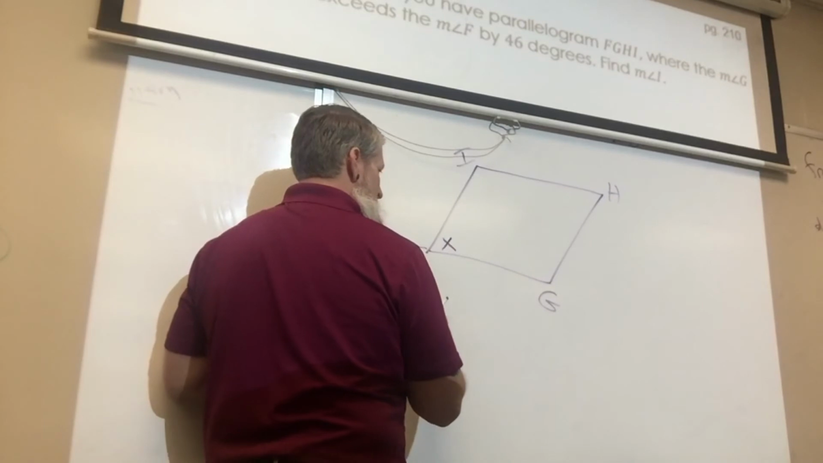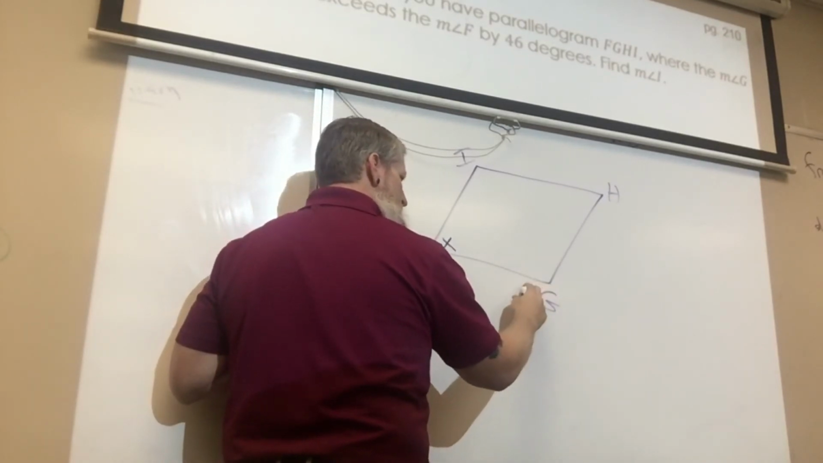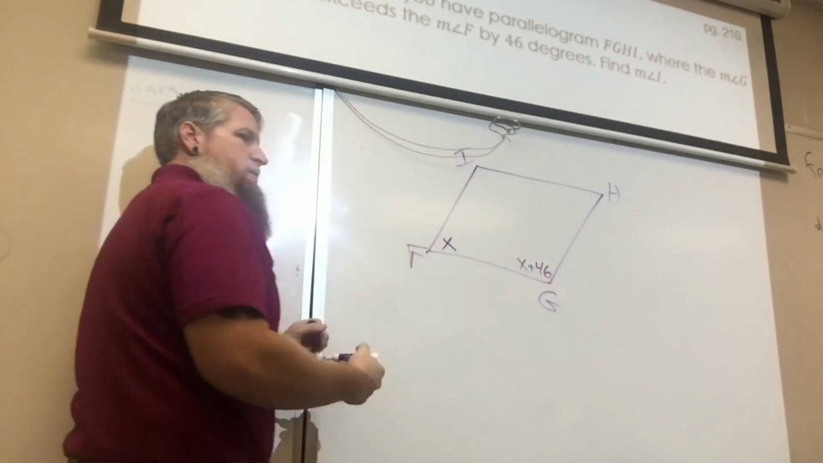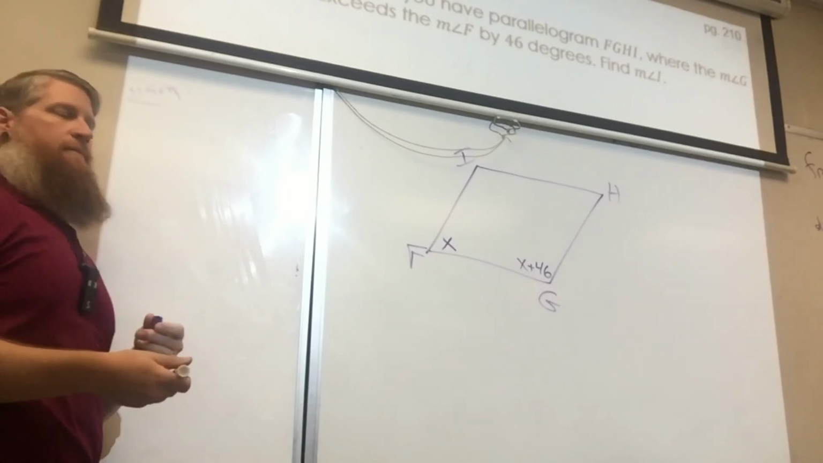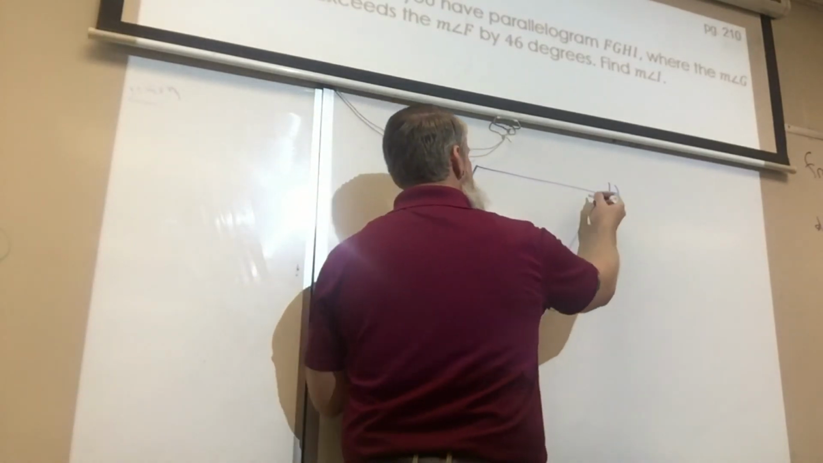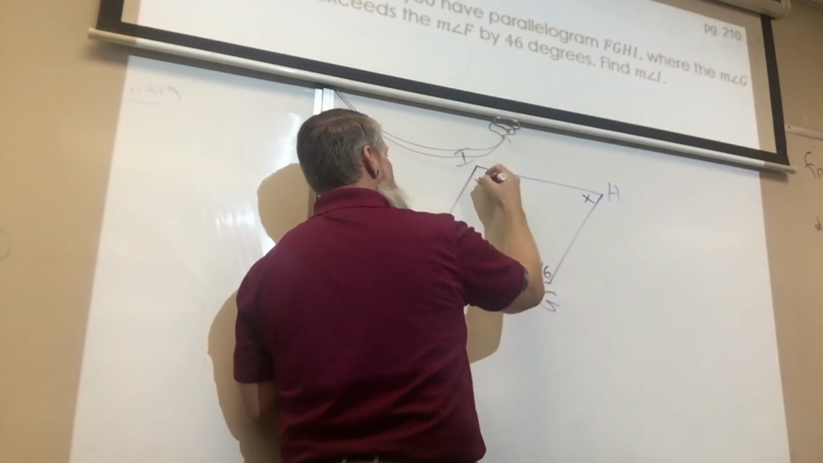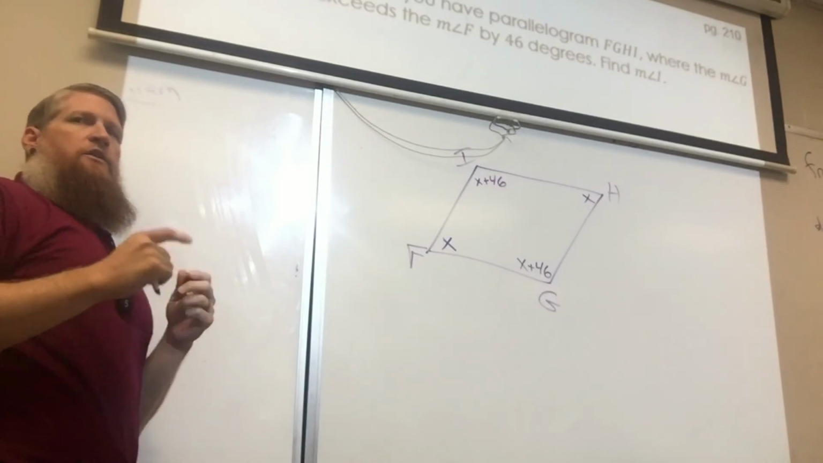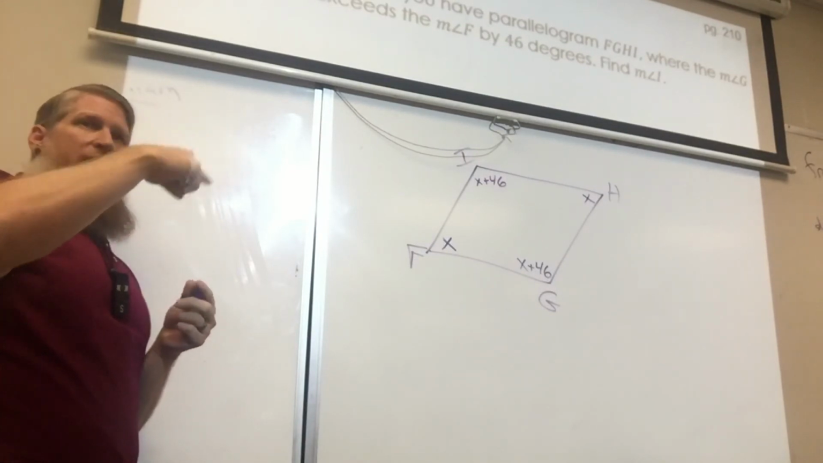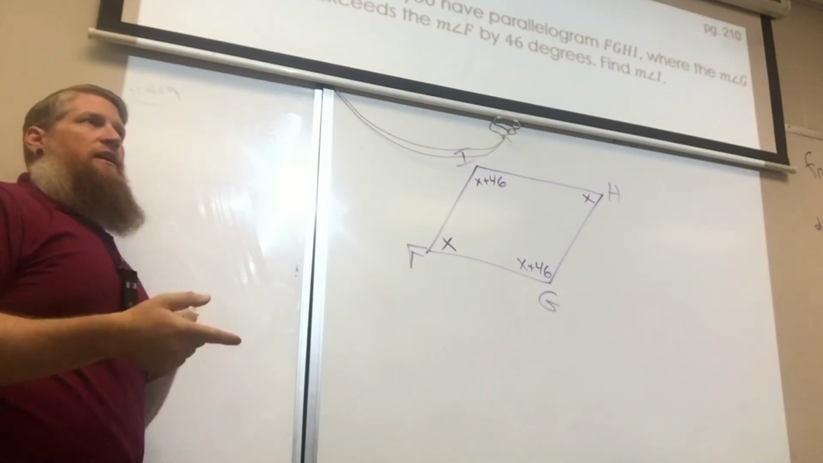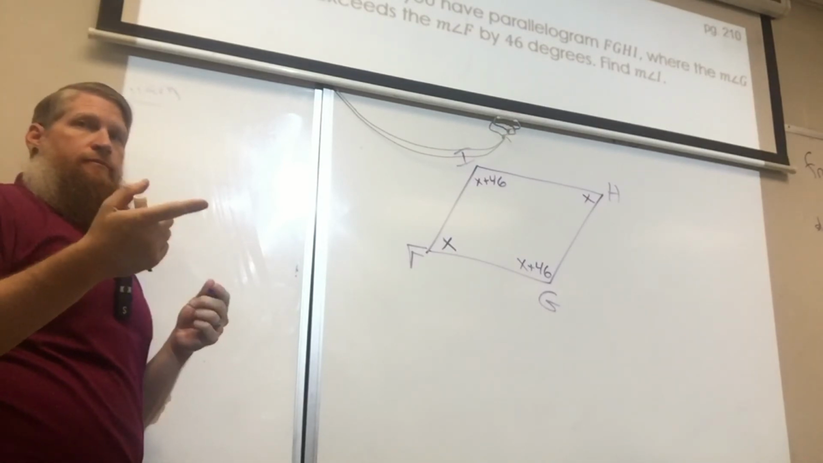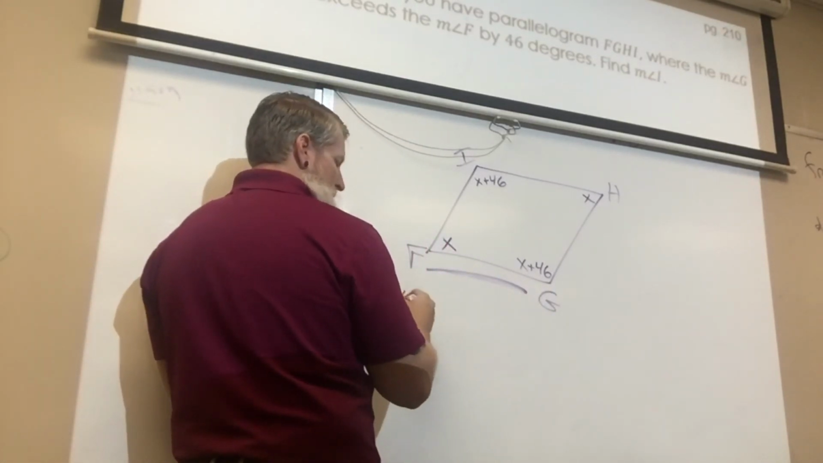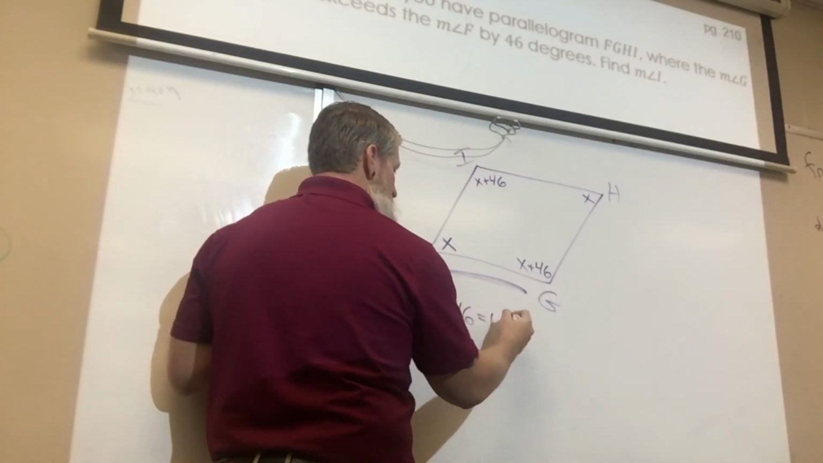Meaning that if I put an x here, what should I put here if it's 46 more than what this one is? Okay. Now again, if this is a parallelogram, which it is because that's what they tell me, if I put an x here, I can also put an x there. If I put x plus 46 there, I can also put it there because those have to be the exact same angles as each other. So now, I'm either going to add all those up, set it equal to 360 and solve for x, or I'm just going to take two of them that are right next to each other, which is probably what I'm going to do anyway, and set them equal to 180.